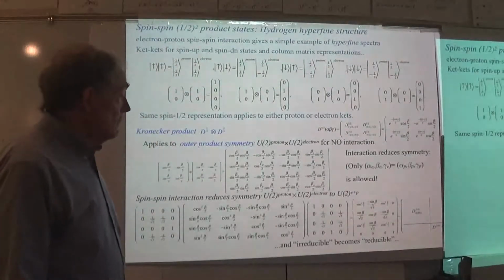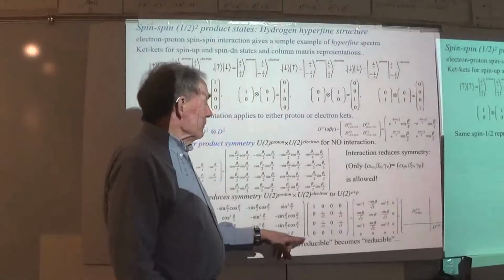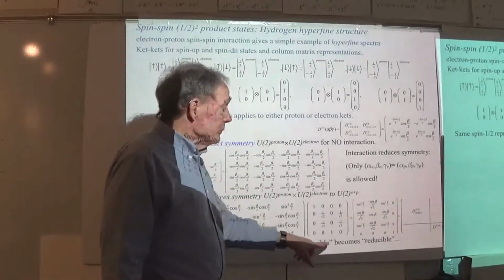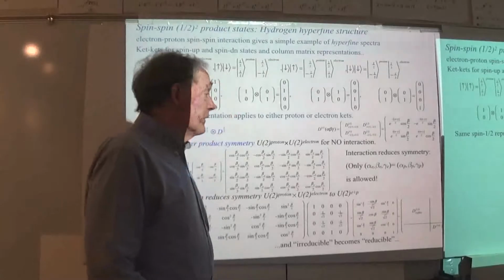So that's what we mean by an irreducible representation, which this would be in the bigger group, is now reducible, and that's the thing that it reduces to.